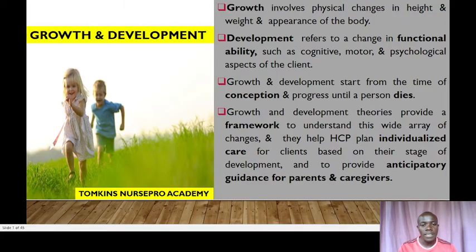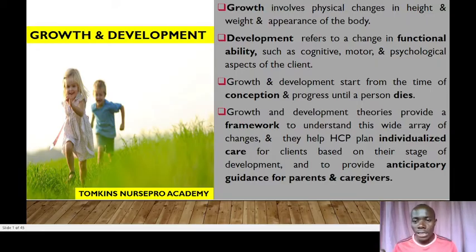Today we will embark on a journey to explore and explain the processes that shape individuals from infancy into adulthood. This topic is not fancied by so many students, and I don't know why. Unfortunately, so many questions tend to come from this topic, especially from the NCLEX and the Nursing Council of Kenya.